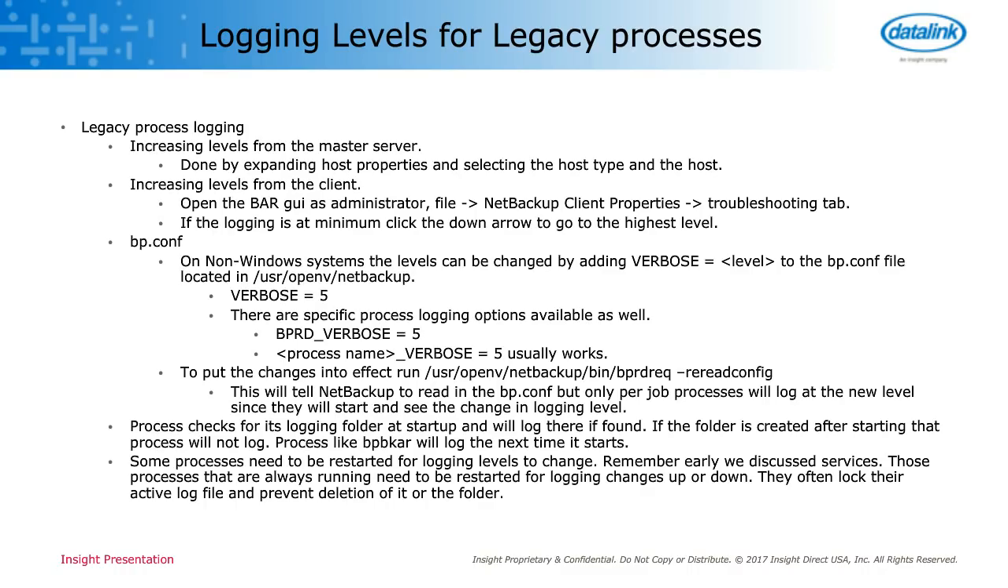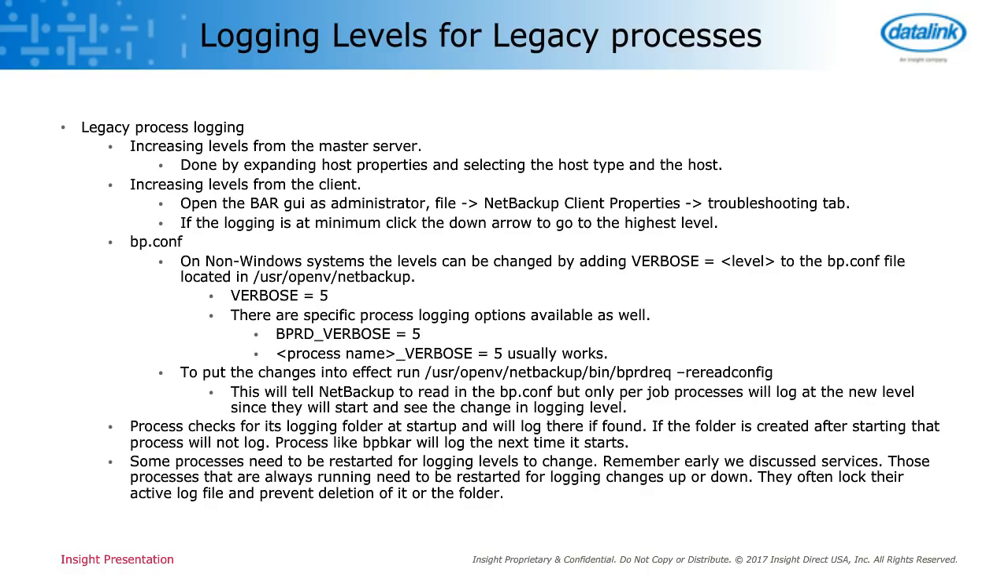One quick tip that helps a lot with this one: in the bar GUI, if your logging levels are all set at the minimum levels, to get to the maximum level, just click the down arrow. So if the logging level is set to 0, clicking the down will set it to its highest level, so you don't have to click it multiple times. That's just a quick tip to help with that.